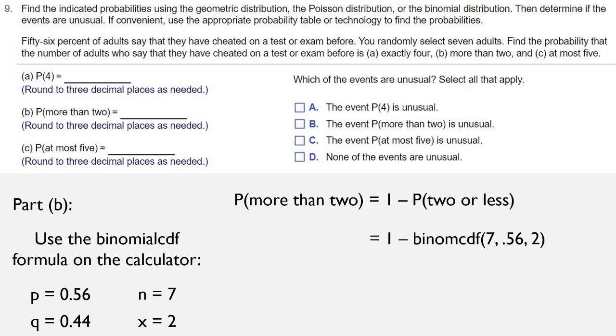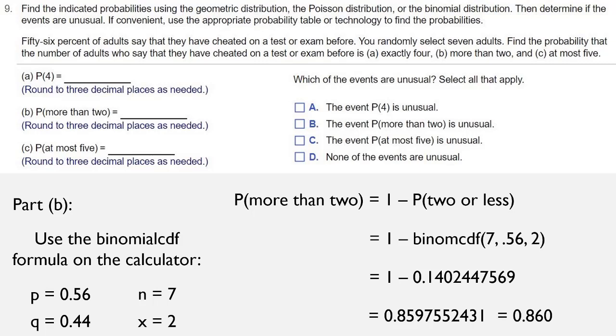If we use the calculator to get the binomial CDF of 7, 0.56, 2, that's 0.1402447569. When we do our subtraction, 1 minus that gives 0.8597552431, rounded to 3 decimal places, is 0.860. That's your answer to part B.